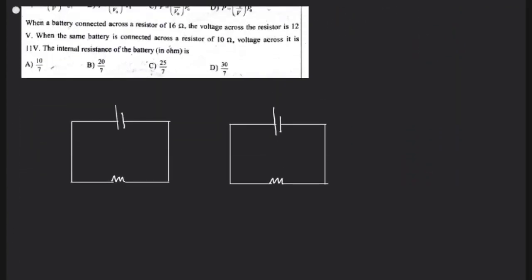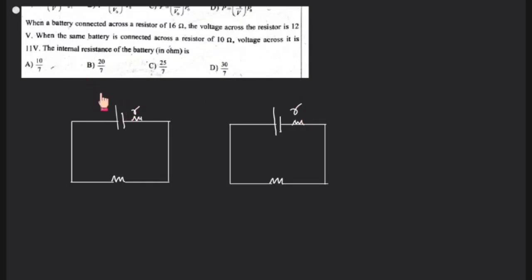So next one is this one. When a battery is connected across a resistor of 16 ohms, the voltage across the resistor is 12 volt. When the same battery is connected across a resistor of 10 ohms, the voltage across it is 11 volt. The internal resistance of the battery is, right? So it has some internal resistance. Let me represent it like this, some internal resistance R.